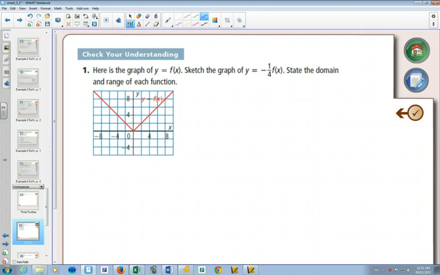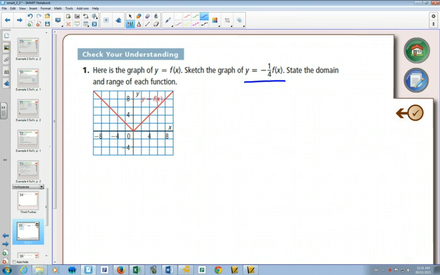So this equation has given us a graph already. Usually when they give us the graph, that makes things easier. We got the graph of y equals f of x. We need to sketch the graph of negative 1/4 f of x. So this is given to us in function notation because the function f of x is written in the image as well. The negative 1/4 is outside of that function.